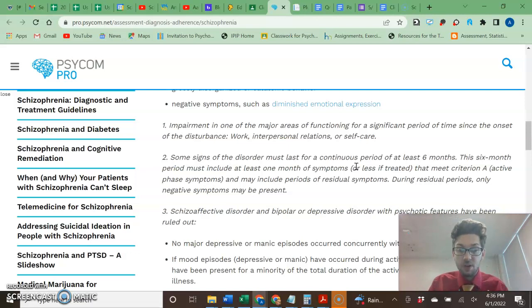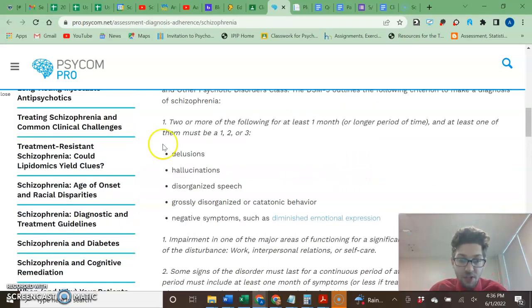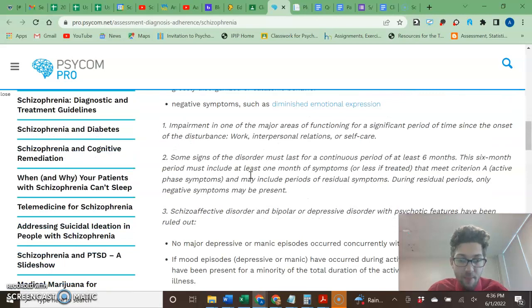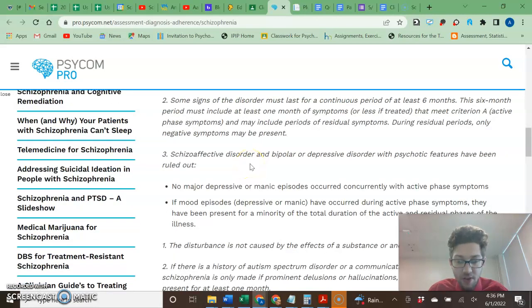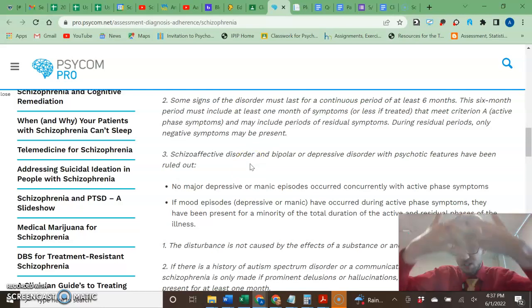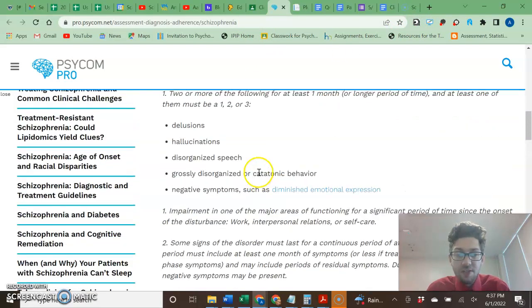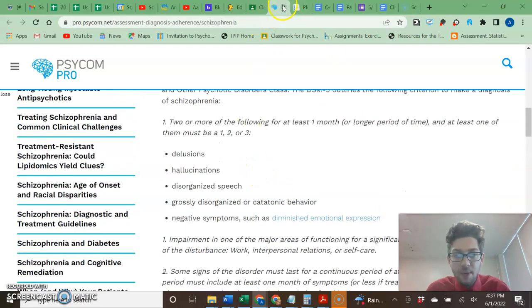The 6-month period must include at least 1 month of symptoms that meet criterion A, which is, again, like up here. And basically they can't be better explained by another disorder, such as schizoaffective disorder, which kind of combines, say, bipolar depression with schizophrenia in a really terrible way. Anyway, that's basically what schizophrenia is. I'm not going to quiz you too much on the details of that.